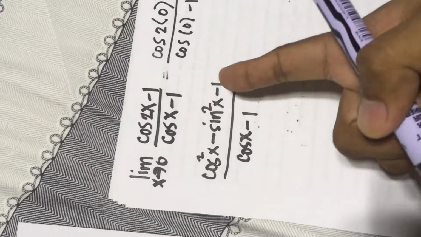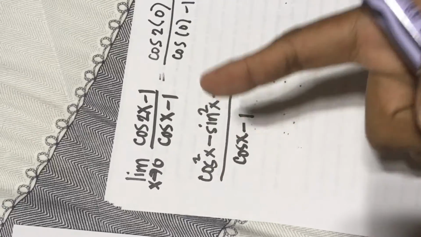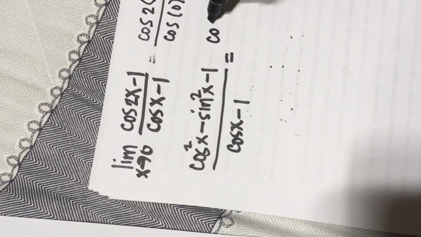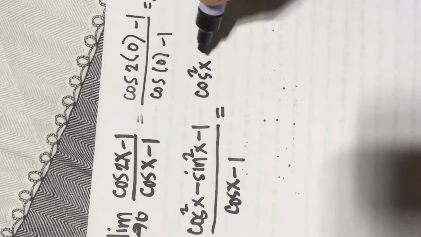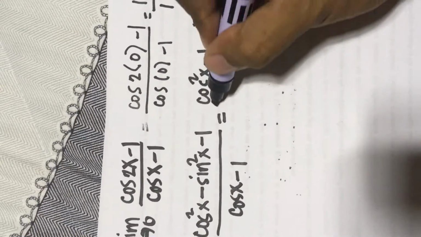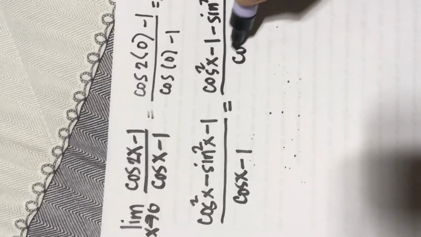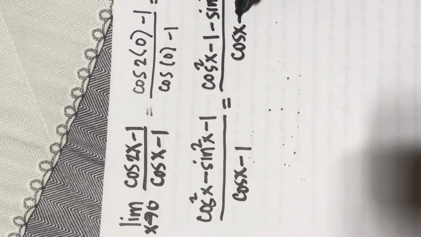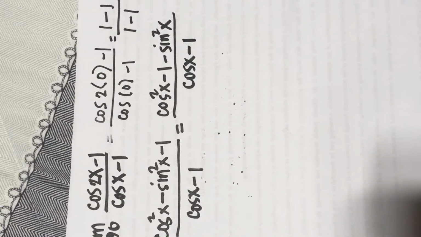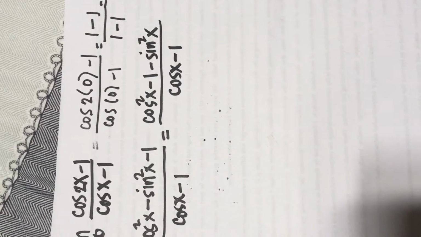And then, we can still have identities, na nandito sa ating numerator. Kasi pwede natin siyang still isulat as cosine squared x minus 1 minus sine squared x all over cosine x minus 1. Okay, so we can still have this one.